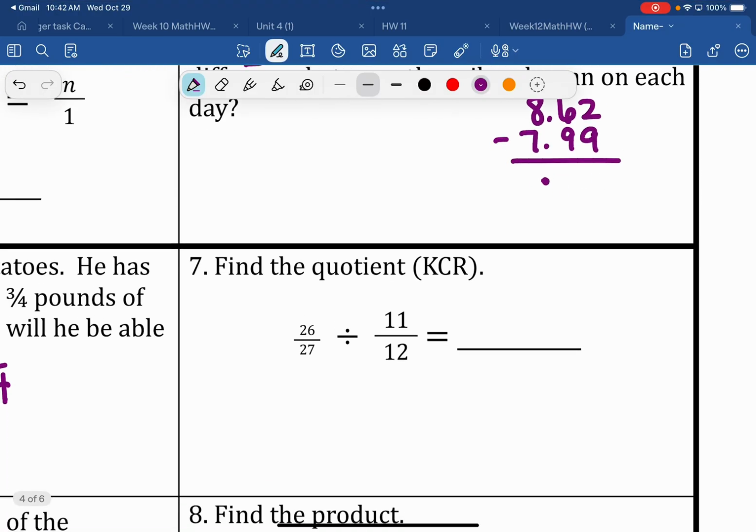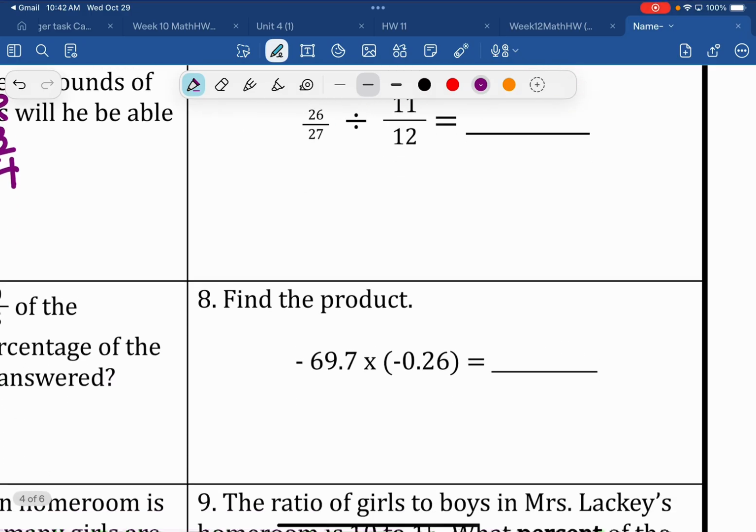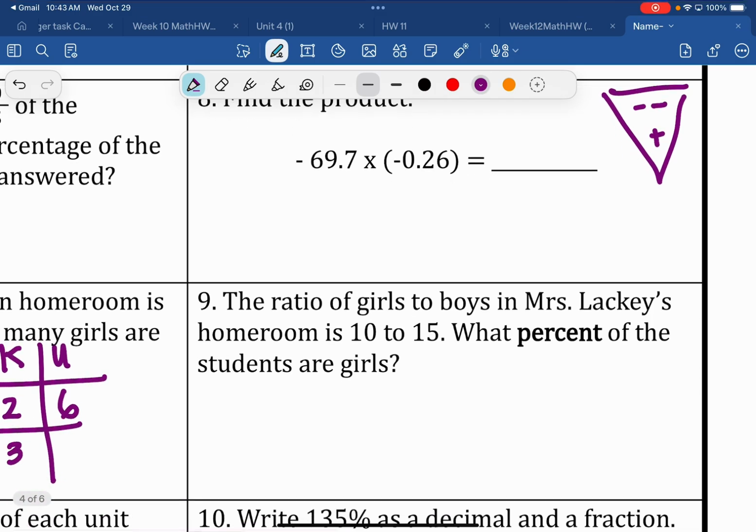Find the quotient, KCR. So keep, change, reciprocal. So make sure you follow the rules for 26 over 27 divided by 11 over 12. Find the product, negative 69 and 700 times... excuse me, 2600ths. Don't forget about good old division man. Make sure you use him to help you find the sign.